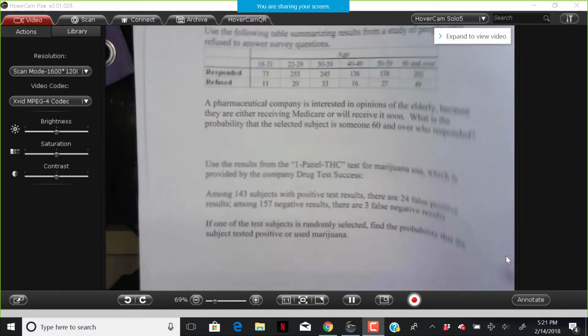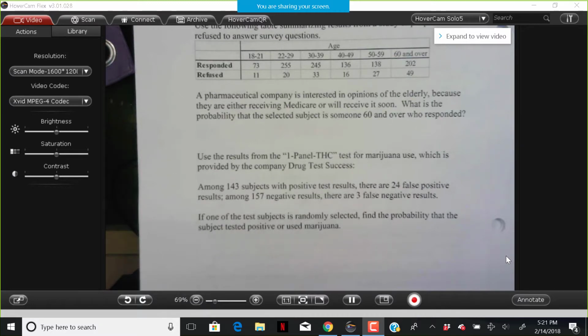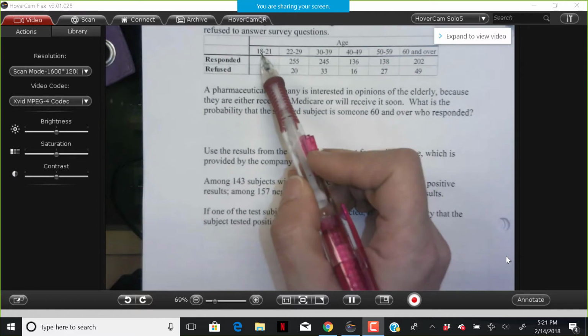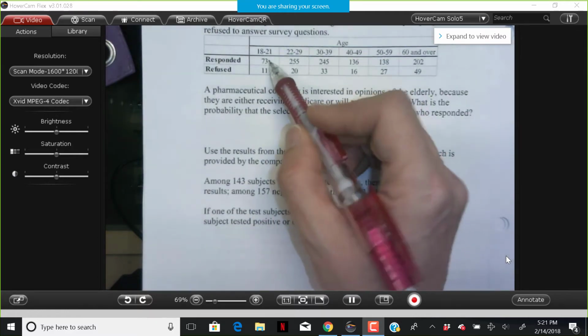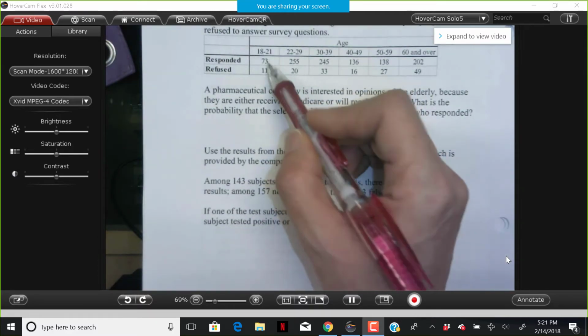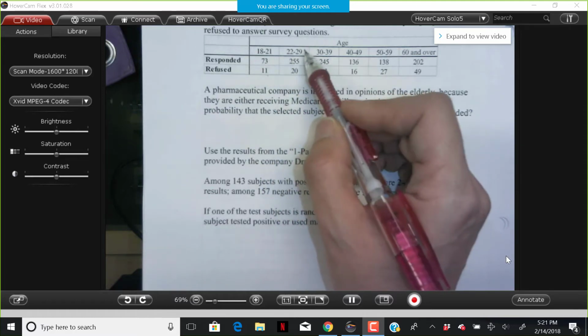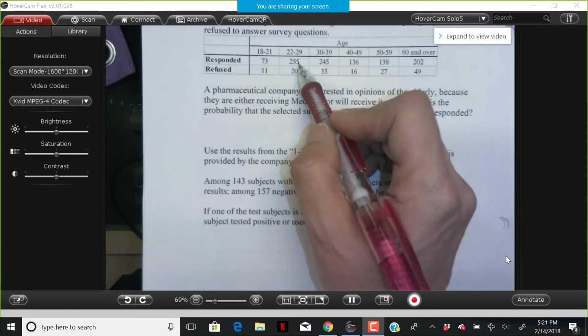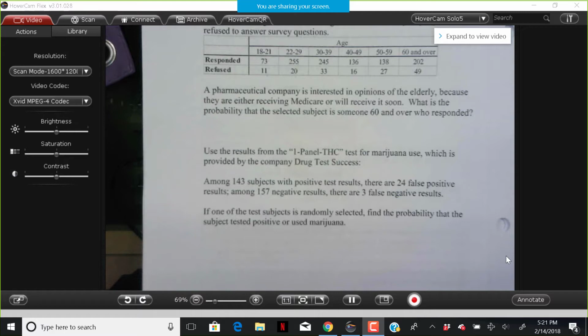Okay. So here it says, use the following table summarizing results from a study of people who refused to answer survey questions. So what they did is they categorized them by age group, okay? So the 18 to 21 age group, 73 people responded and 11 refused. 22 to 29, 255 responded, 20 refused, and so on, okay?